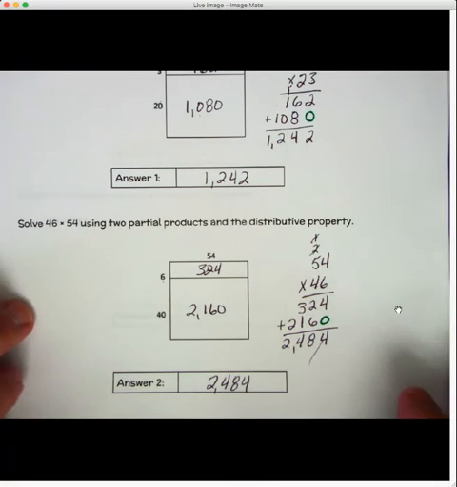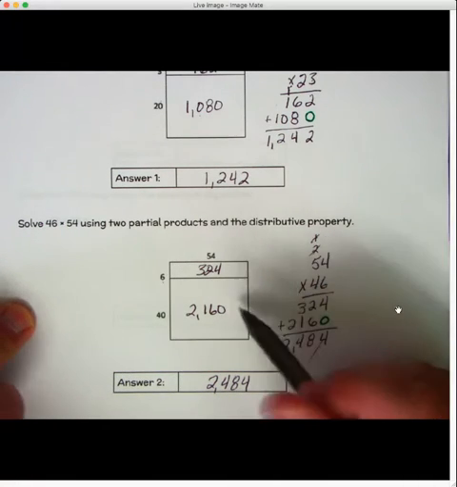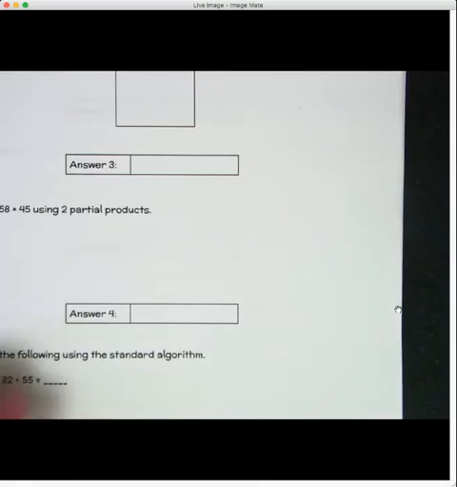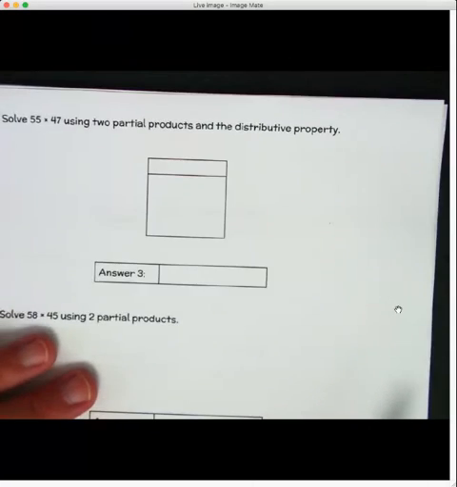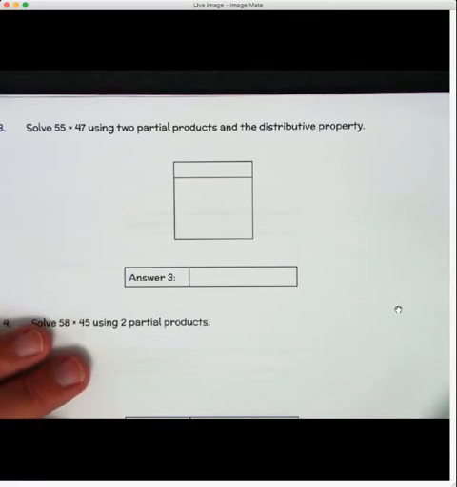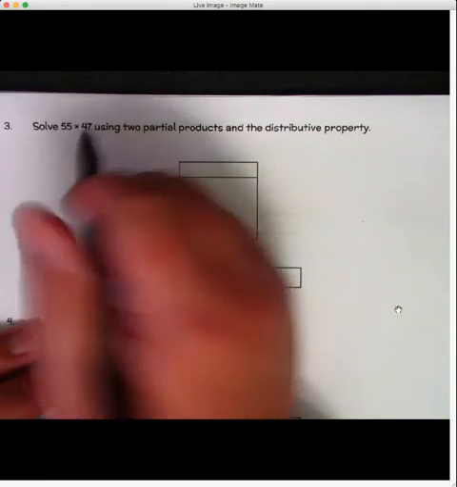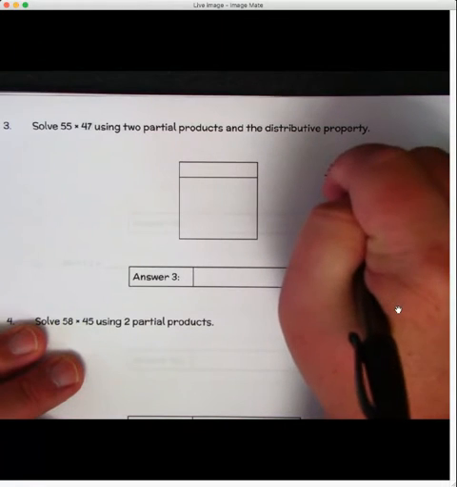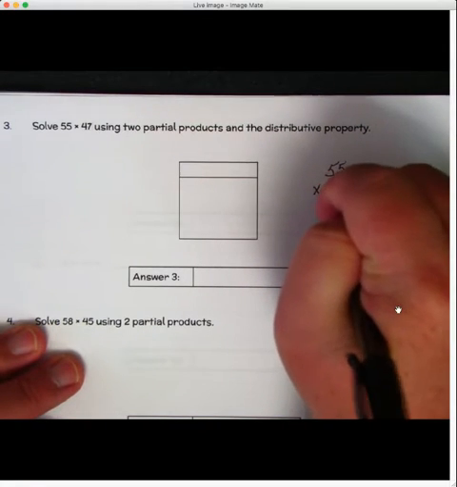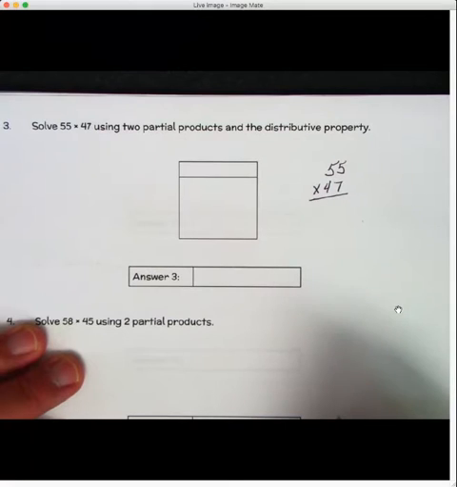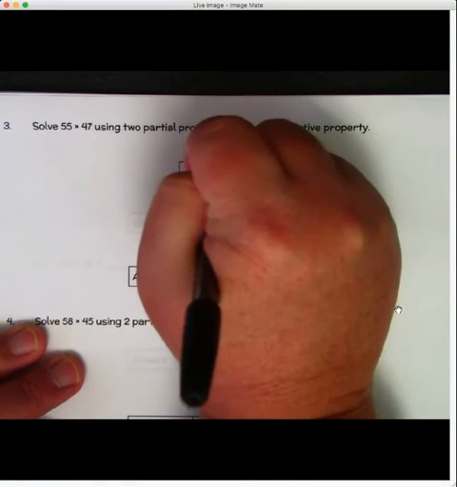All right. So standard algorithm, partial products, same thing pretty much. All right. So we'll work one more having this box model, and then we'll just work some other ways. So we've got 55 times 47. We'll just write it over here. 55 times 47.